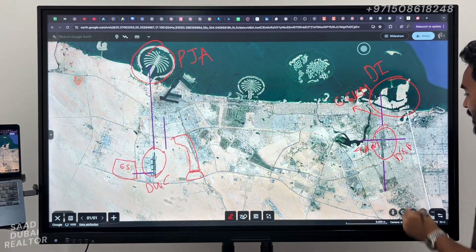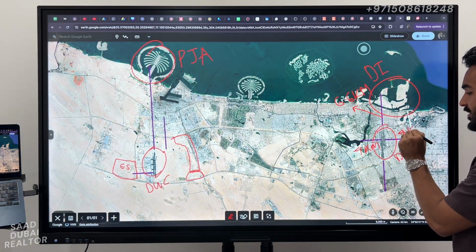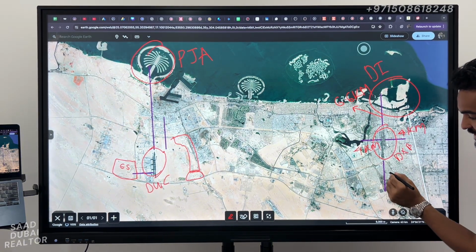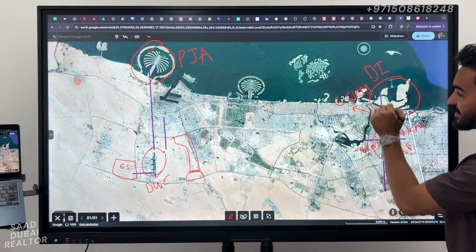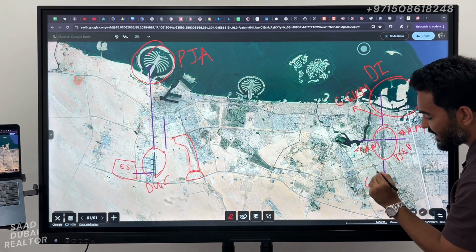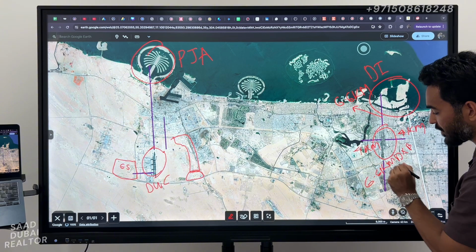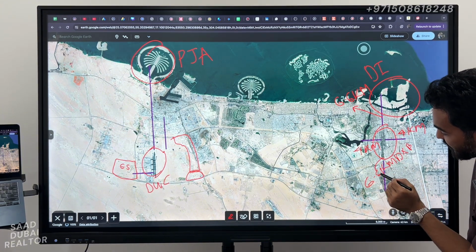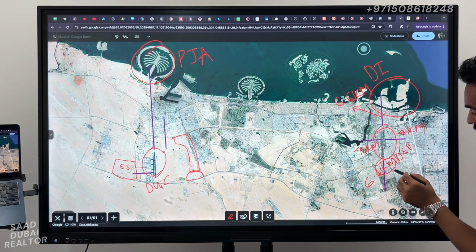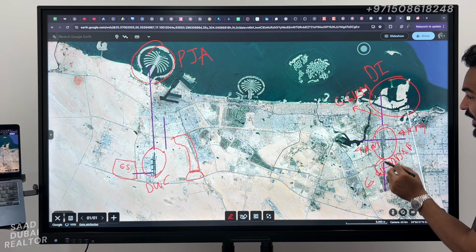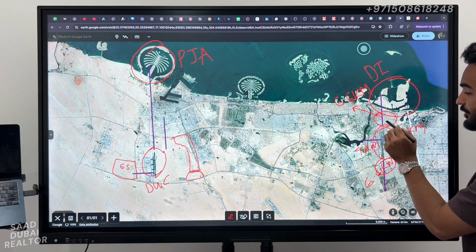4 kilometers. This is also 4 kilometers. And this purple line is also equal. I measured this as 6.6 kilometers. Now, this is Mirdif. This is a problem area. All right, this is Deira.